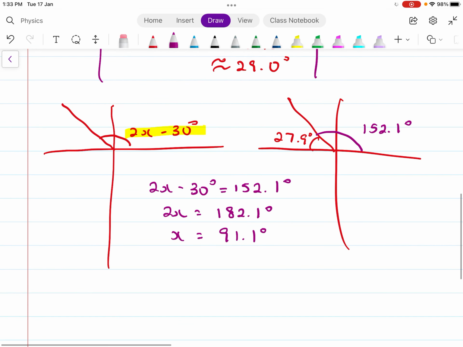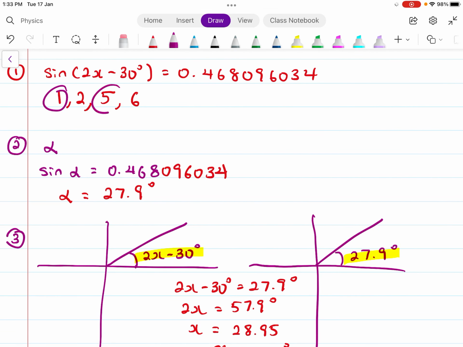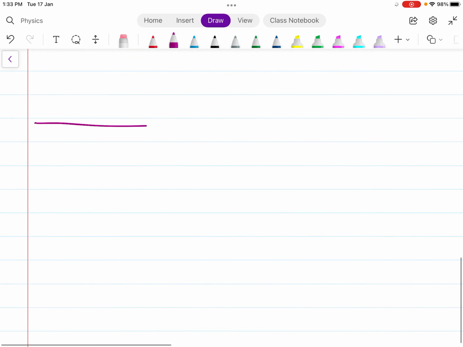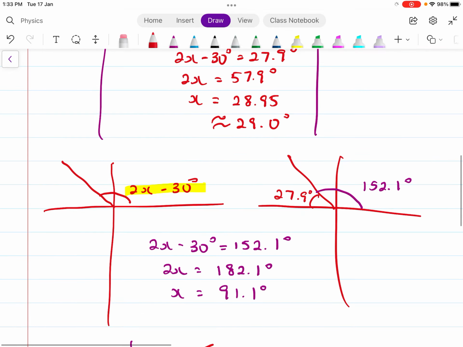Now I move on to the so-called fifth quadrant. What do I mean by fifth quadrant? Fifth quadrant just means you already rotate one full round. For example, I rotate one round, then I rotate a bit more. This is the meaning of the fifth quadrant. So the whole thing here is 2x minus 30.